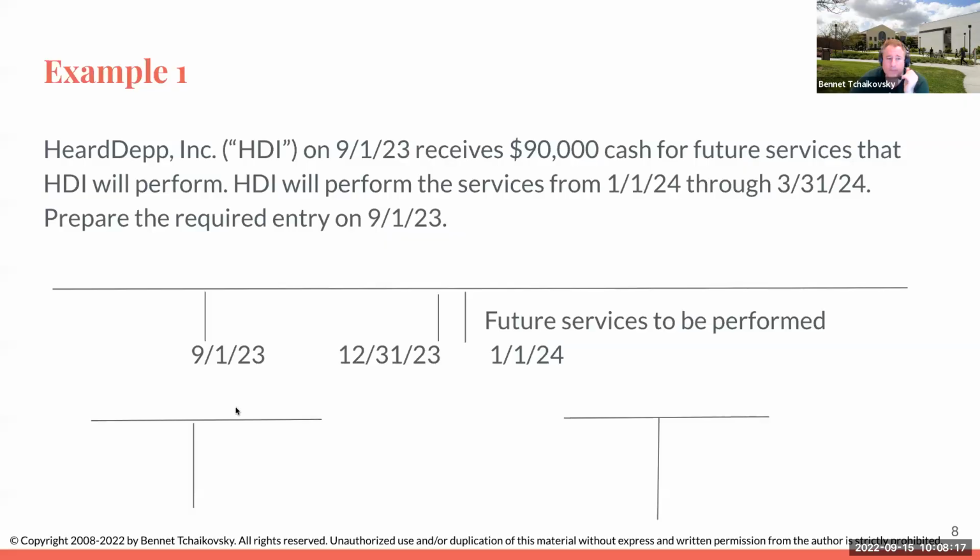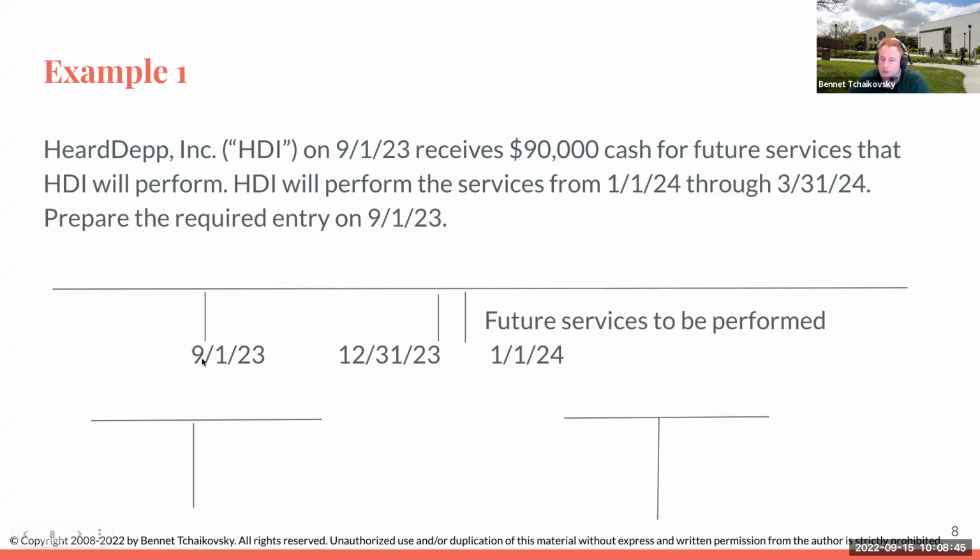So over here, Her DEP receives $90,000 cash for future services that it will be performing. They get this money on September 1st, but they're going to perform the services from 1/1/24 to 3/31/24. Prepare the required entry on September 1st. Now, again, this is a very early on accounting example. This is not doing anything with adjusting entries.